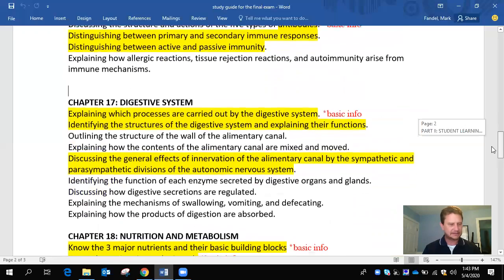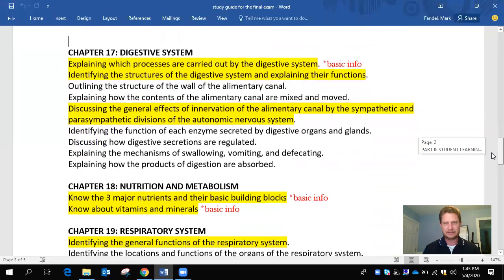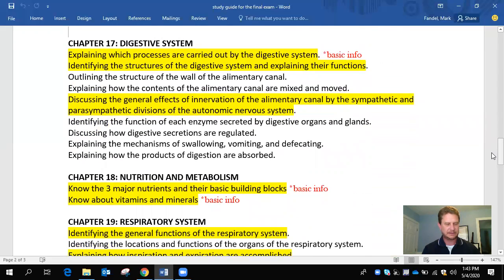Again, I didn't set the timer. I'm trying to make sure I don't end up talking too long on this. I don't want it to be 3 hours.